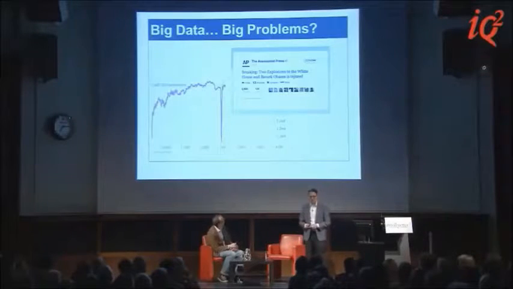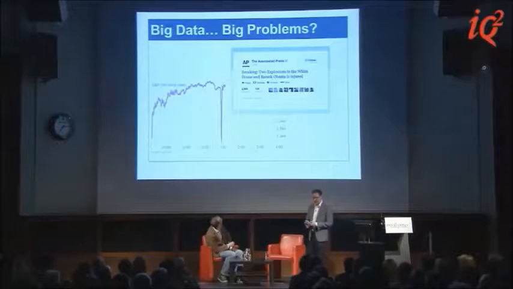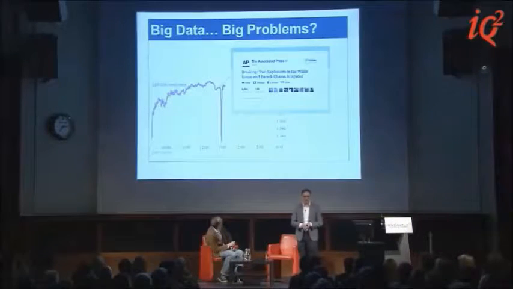The velocity of information is increasing a lot as well. So just last week, the Associated Press's Twitter feed was hacked. It's not quite clear by who, but they sent out a tweet saying that there were explosions in the White House, that President Obama had been hurt.